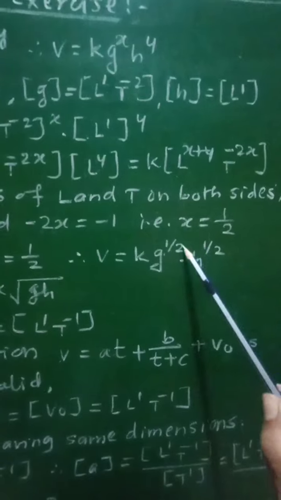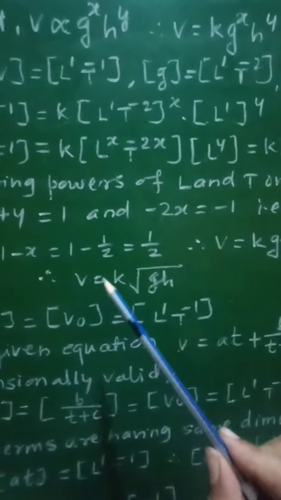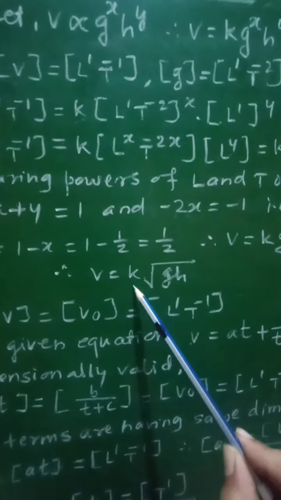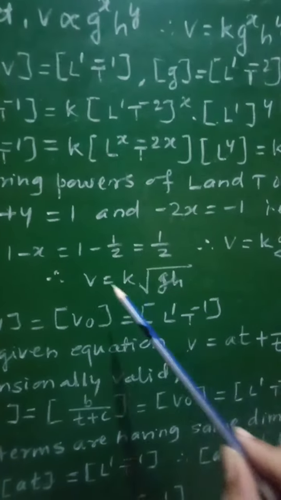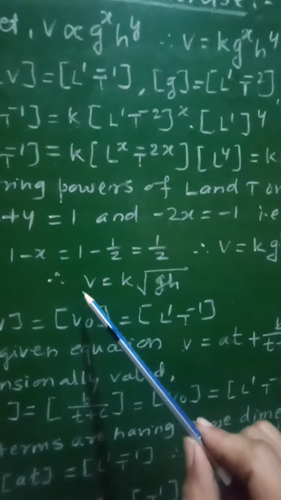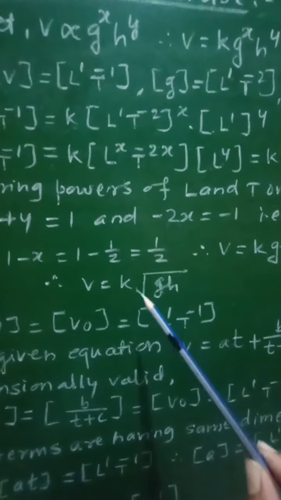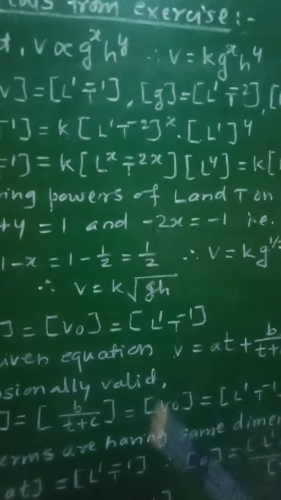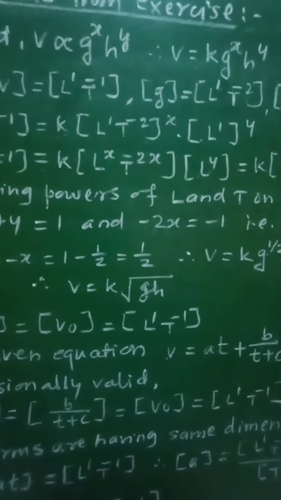Now that raised to half will be written under root, and therefore we can write phi equal to k square root of gh. Phi is equal to k square root of gh, that is nothing but phi is proportional to square root of gh. So this will be the required proof.